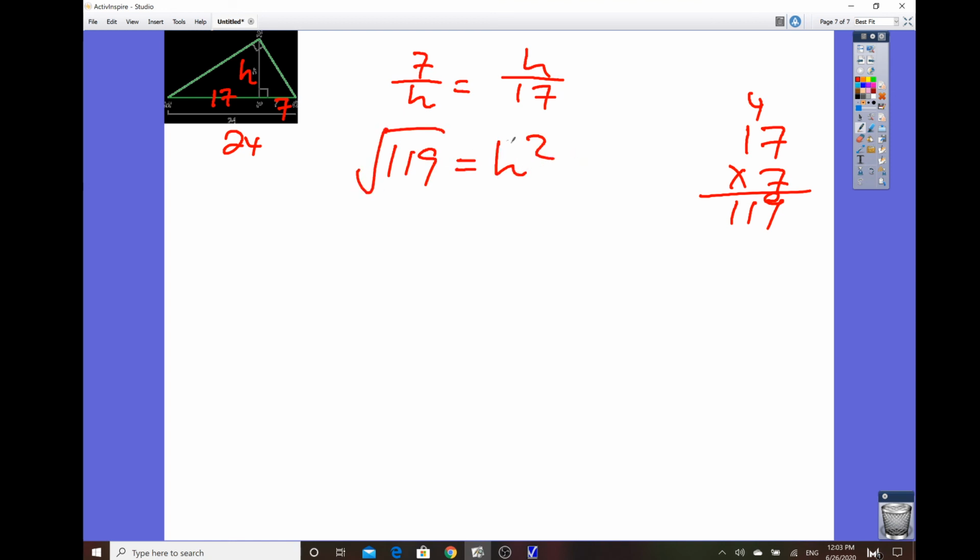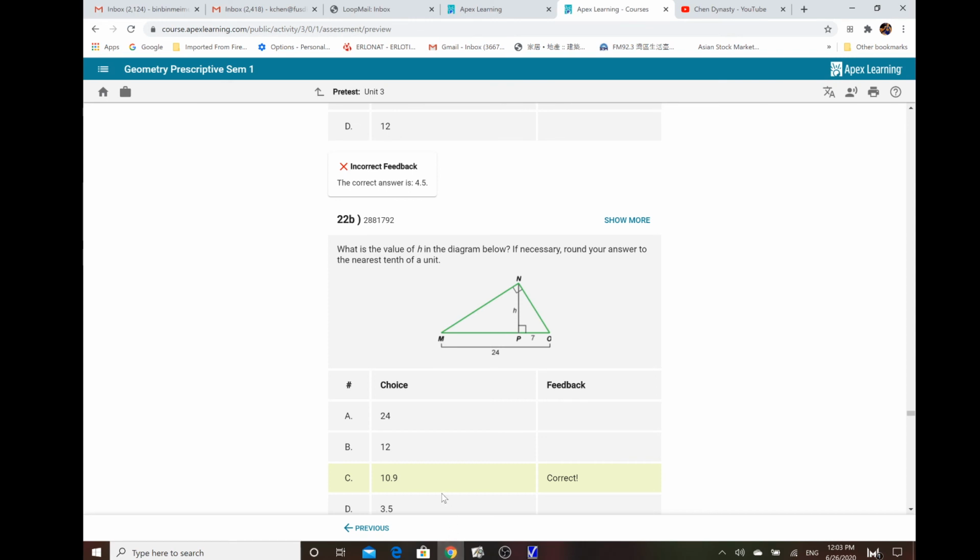And then the square root. Again, this one is a non-perfect square number, so you have to use a calculator for this. It's irrational. So let's see what we found. It's about 10.9.